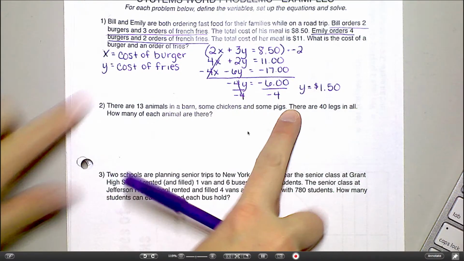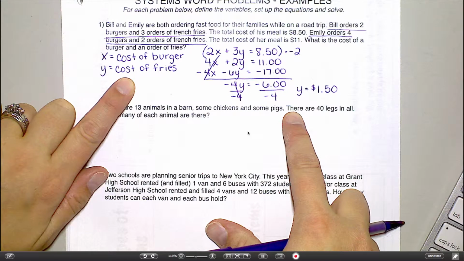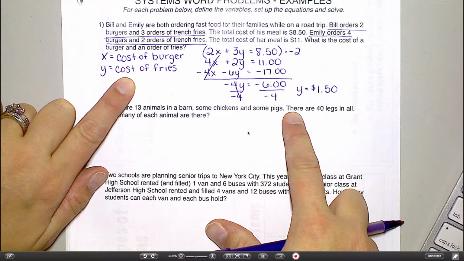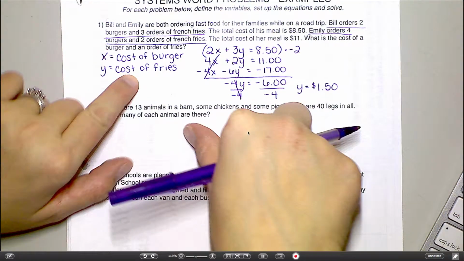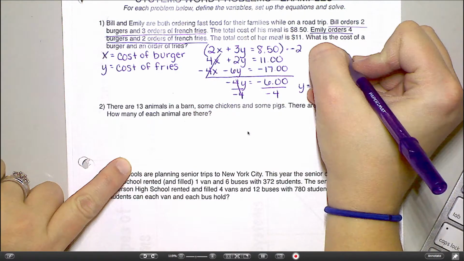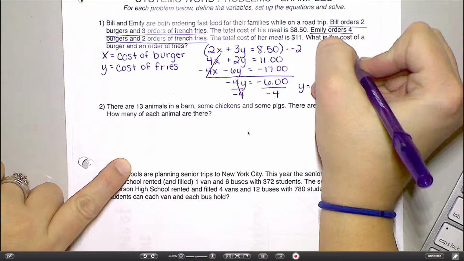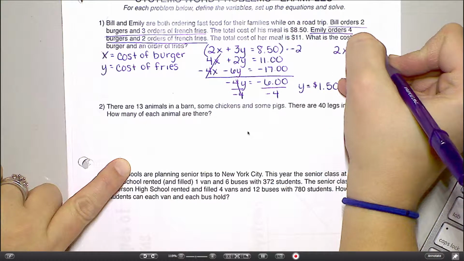Nope. Now what's y? Fries. Fries are $1.50. Are you kidding me? You go to McDonald's and get it for $1. Okay, let's get back to work. Well, it could be medium. All right, cost of the burger now. I'm going to take that $1.50 and plug it back in somewhere. Medium. So 2x. All right, let's stop speculating. Get back to the math.